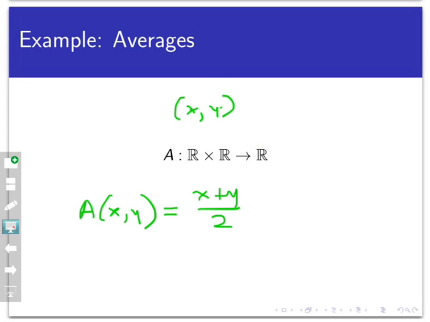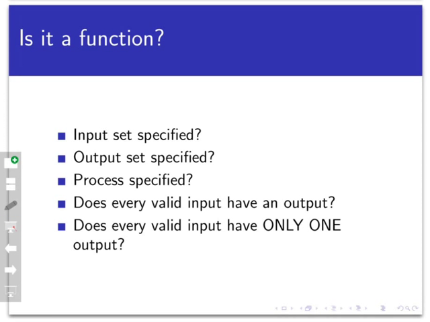So a real simple function there. Again, the main point is here I have a Cartesian product that's being used as the input set. So let's ask our basic questions about this. Is the input set specified? Yep, that would be the Cartesian product of R with itself. Is the output set specified? Yes, I told you that should be a real number. Is the process specified? Yes, I gave you a formula for that.